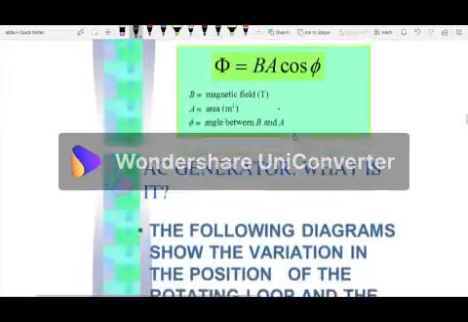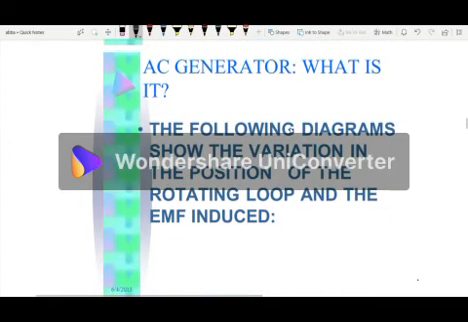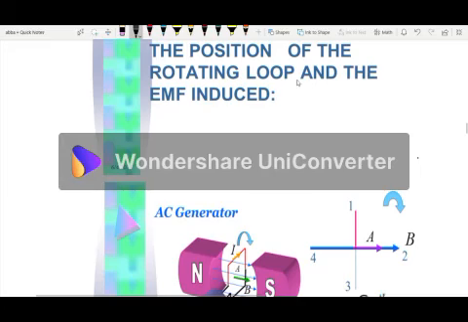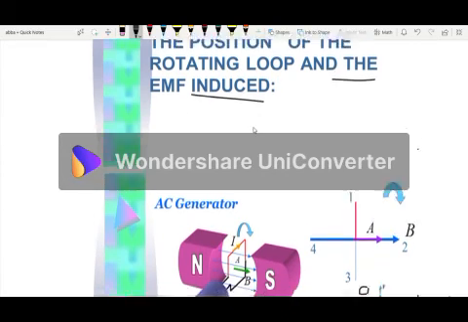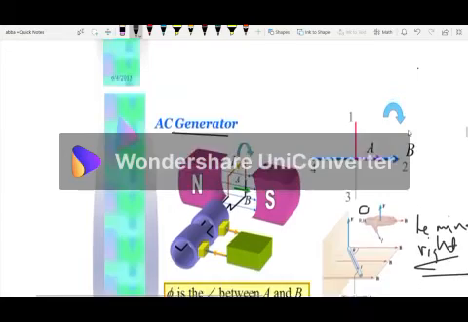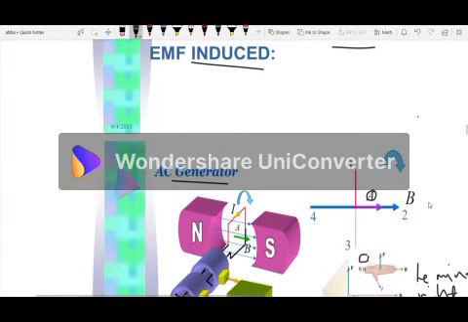Now, the AC generator. What is an AC generator? The following diagrams show the variation in the positions of the rotating loop and the EMF that is induced, right? Now the AC generator. Okay, let's say this represents the area, the magnetic field.